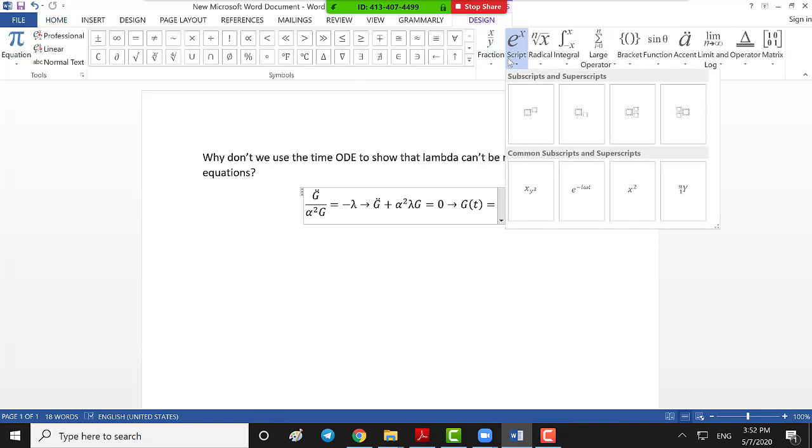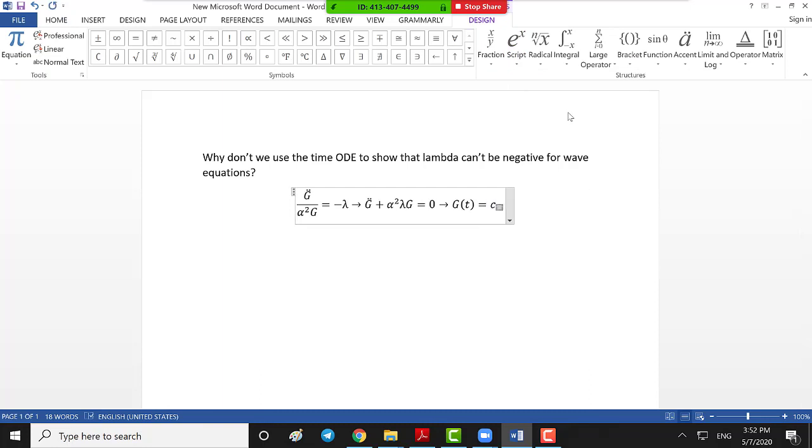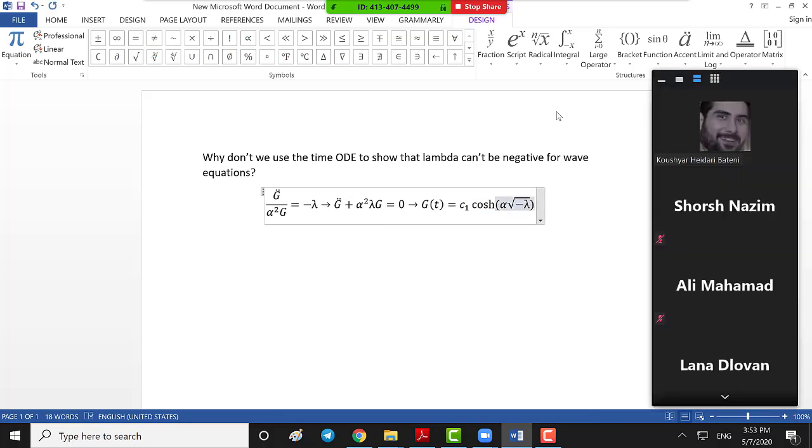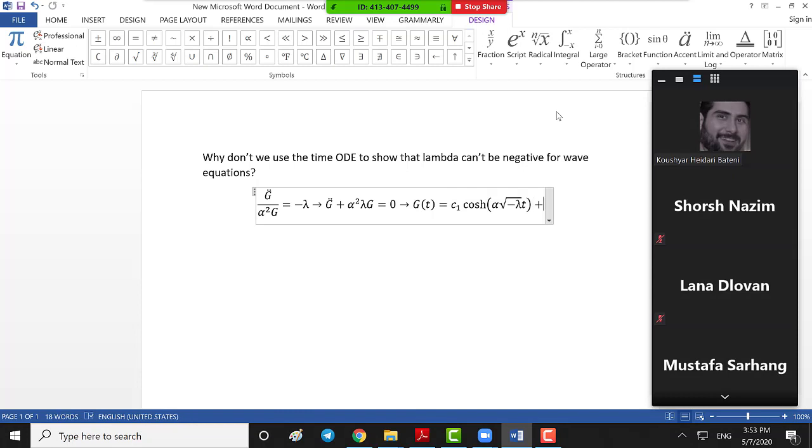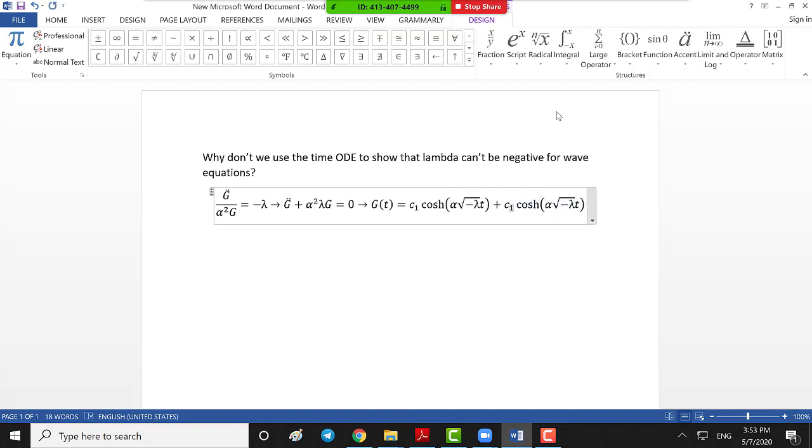what does that mean? That means g of t is equal to c1 hyperbolic cosine of alpha times square root of minus lambda t plus c2 hyperbolic sine of alpha times the square root of minus lambda t.